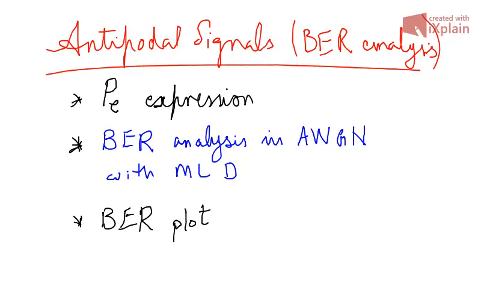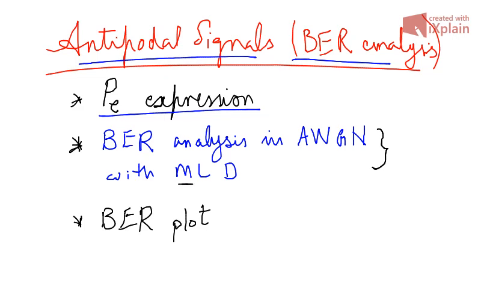Topic today is the bit error rate analysis of antipodal signals. Specifically, we would see the expression for probability of error. We would like to derive the mathematical expression for the probability of error, and we would see the bit error rate analysis in additive white Gaussian noise channel with maximum likelihood detection.